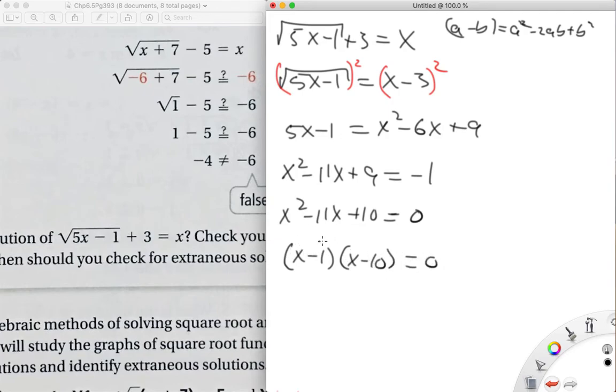x squared, negative 10x, negative 1x, that's negative 11, and negative 1 times negative 10 is 10. So x is either 1 or x is 10. Alright, so let's do our checks.